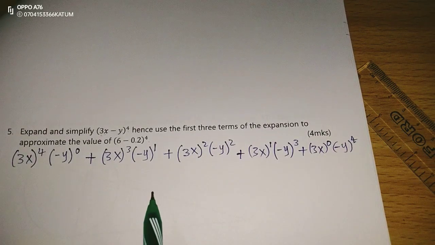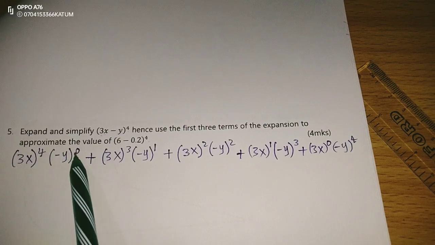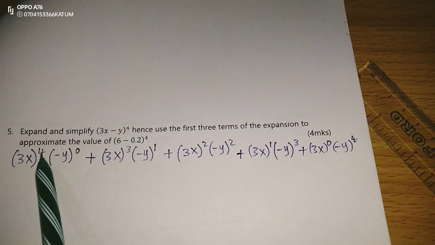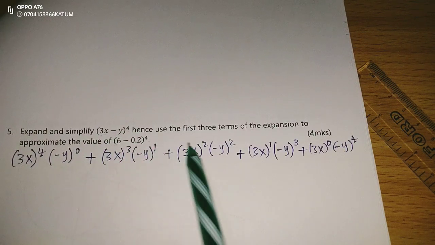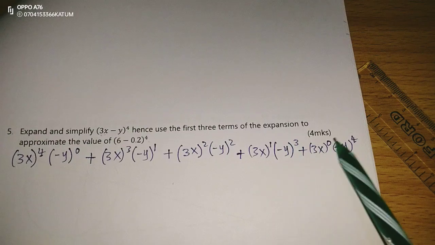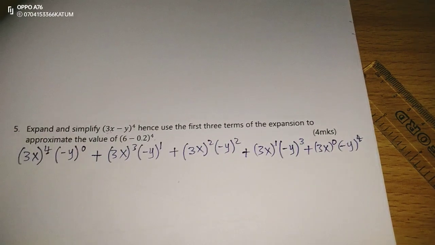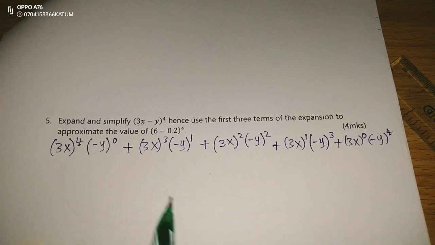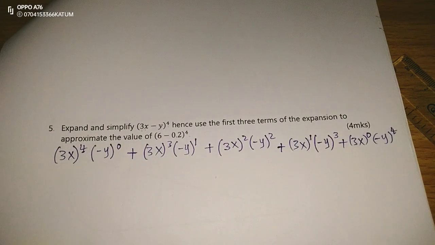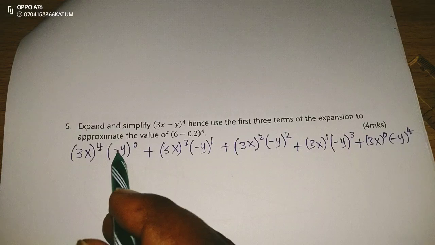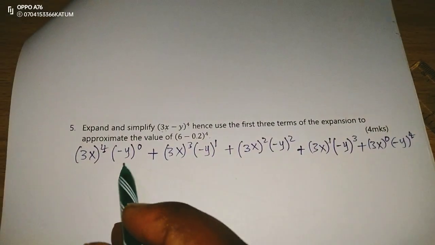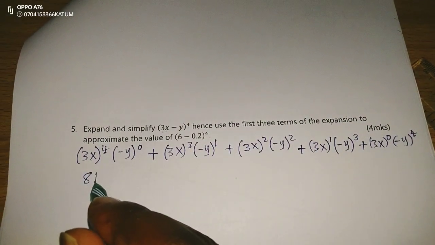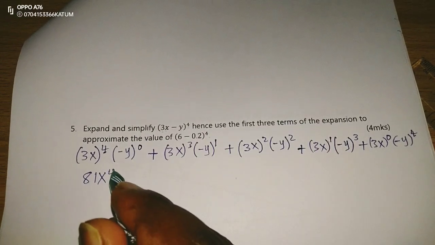In every term, it is good to note that the total indices total 4, because the total power is 4 here: 4 and 0, 3 and 1, 2 and 2, 1 and 3, 0 and 4. So at every term, the resulting index is just 4. When we take 3 raised to 4, we get 81. This one raised to power 0 becomes 1. Therefore, it will be 81x to power 4.